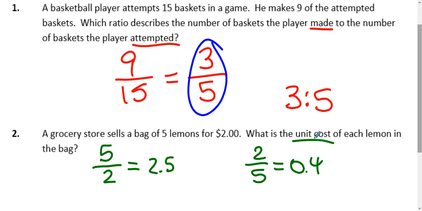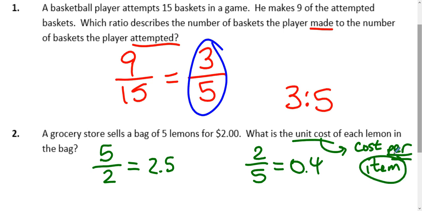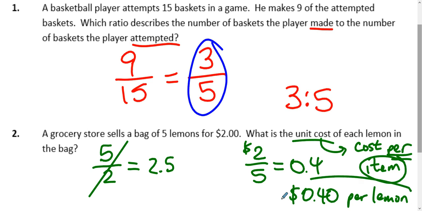Well, what is it? A unit cost is a cost per item. If it's a cost per item, then the per tells us who's in the denominator. So the number of items has to be in the denominator. This has cost in the denominator. So it's $2 for 5 lemons. That's 0.4 per lemon. What's 0.4? 0.4 is 40 cents per lemon. And that's the unit cost. So unit cost is a cost per item. The per tells us what's in the denominator.